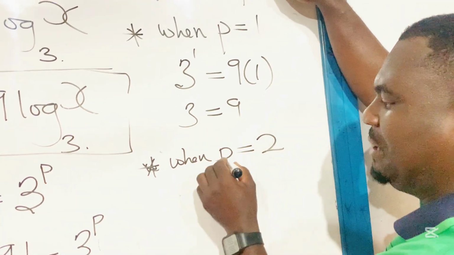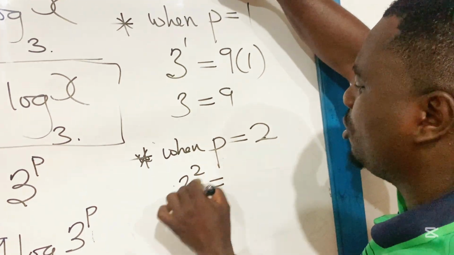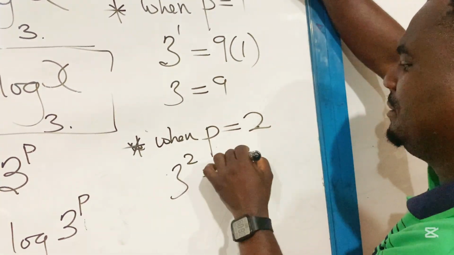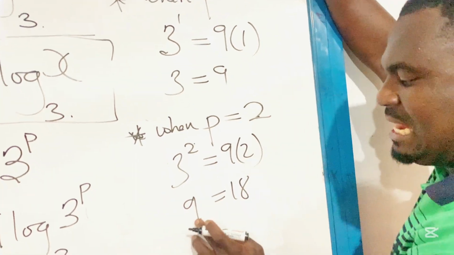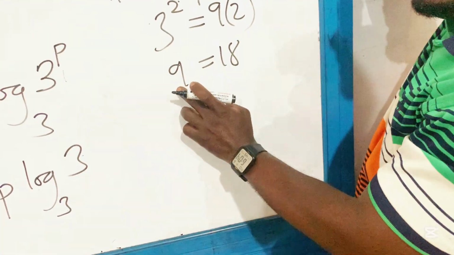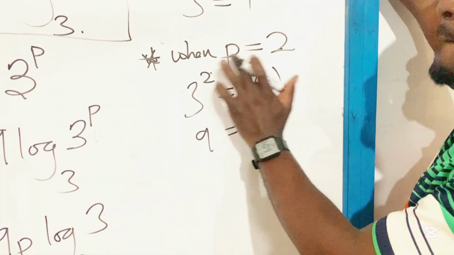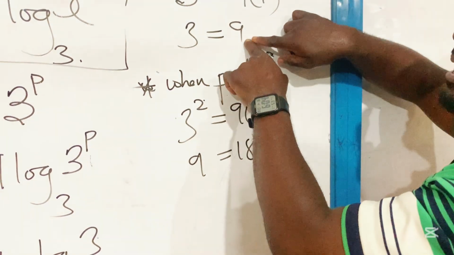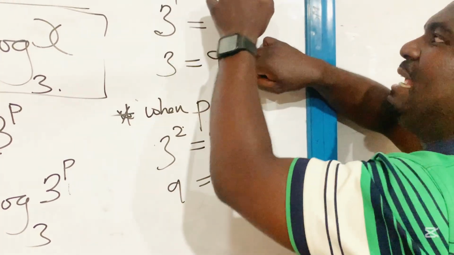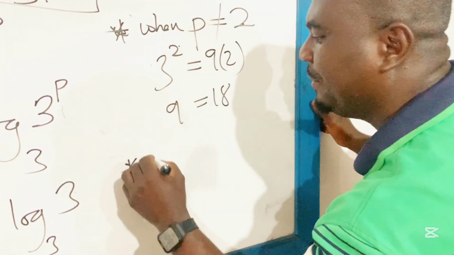So when p is equal to 2, then it's going to be 3 exponent 2 equal to 9 times 2. So here will give you 9, here will give you what? 18. The left is not the same as the right. So in that case, our p is not 2. The left is not the same as the right. So in that case, our p cannot be 1 or 2.